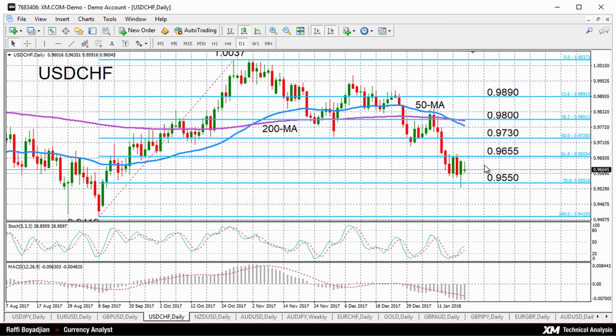On the other hand, if the current upside momentum gathers some strength and prices manage to break above immediate resistance at the 61.8% Fibonacci at 0.9655, that could open the way towards the 50% Fibonacci at 0.9730, and then above that the 0.98 handle would come into focus, and we can see that's a very critical region there, with both the 50 and 200-day moving averages currently standing near that level.